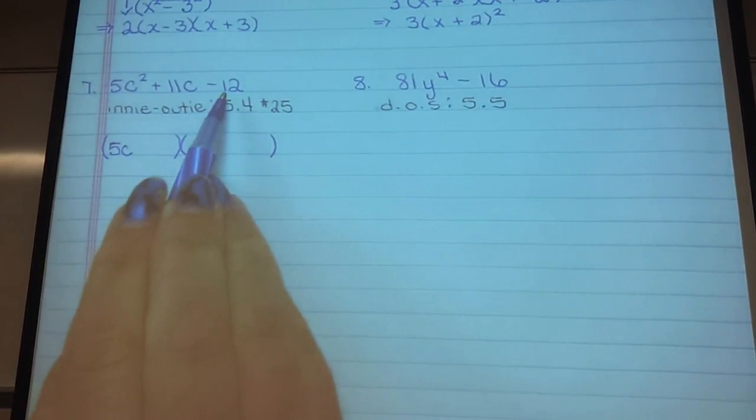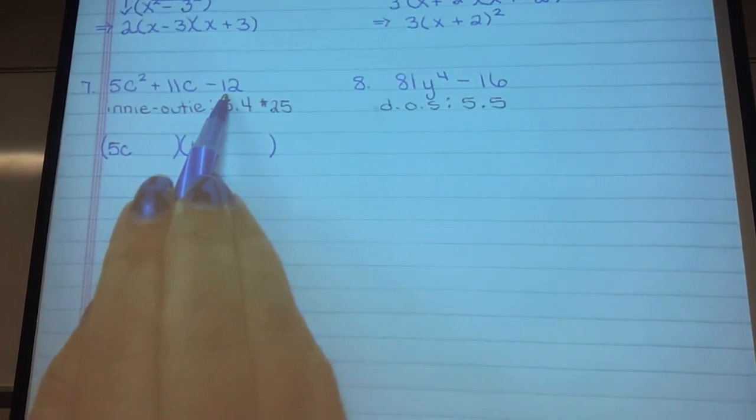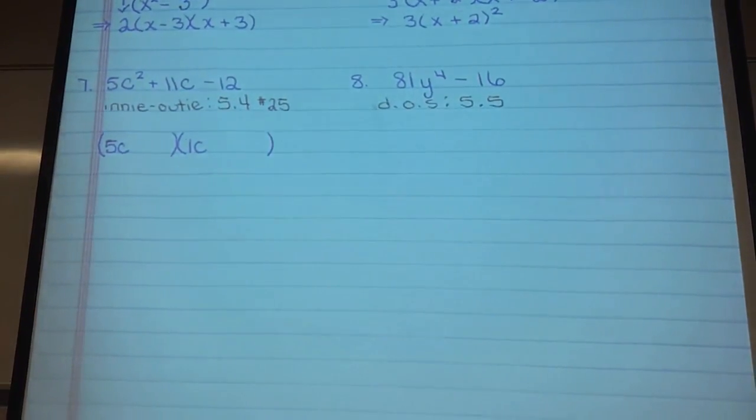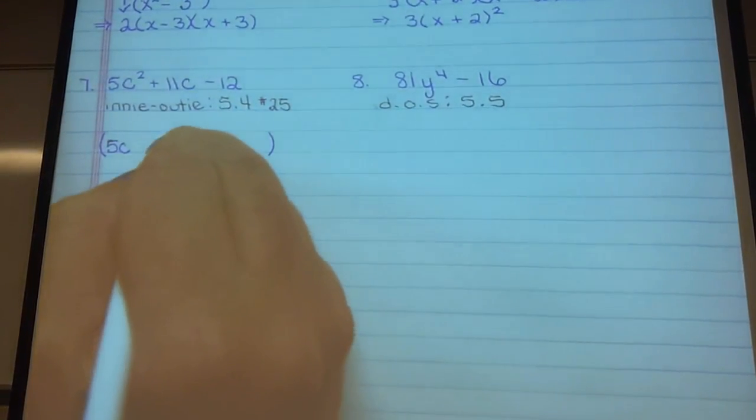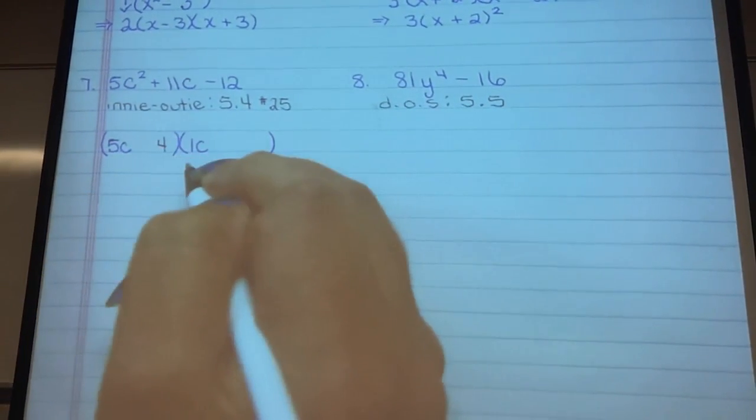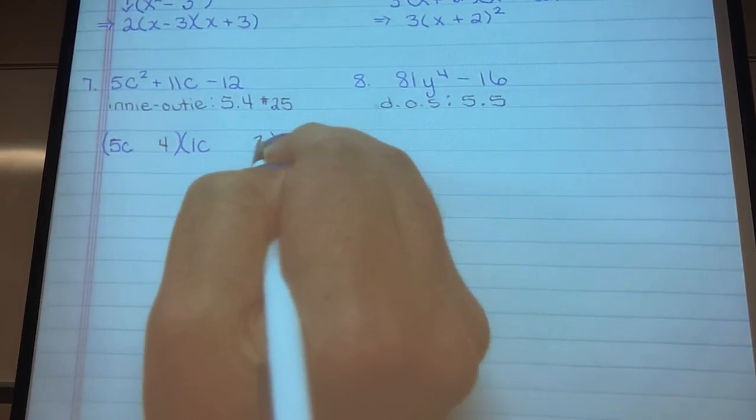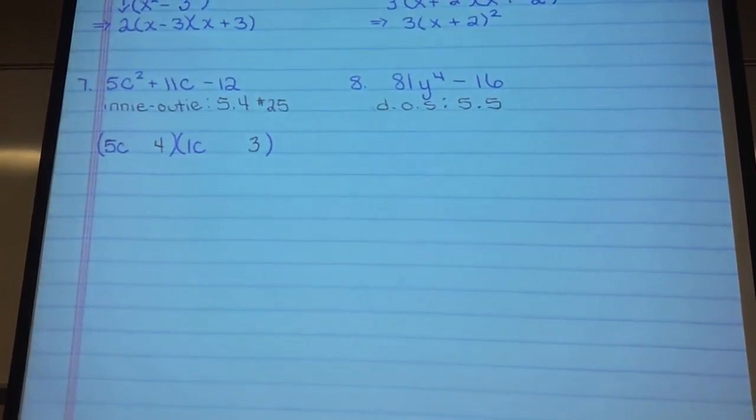What numbers could give you 12? 4 and 9. 4 and 3, 6 and 2. I heard 4 and 3 first. I did 12 and 1. You could try 12 and 1. I say try the closer numbers first. That sometimes usually works the best.